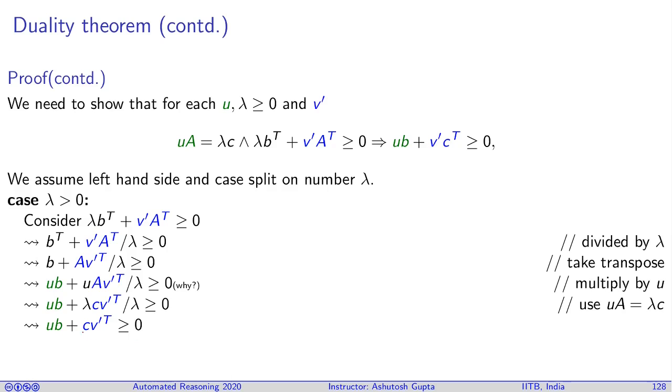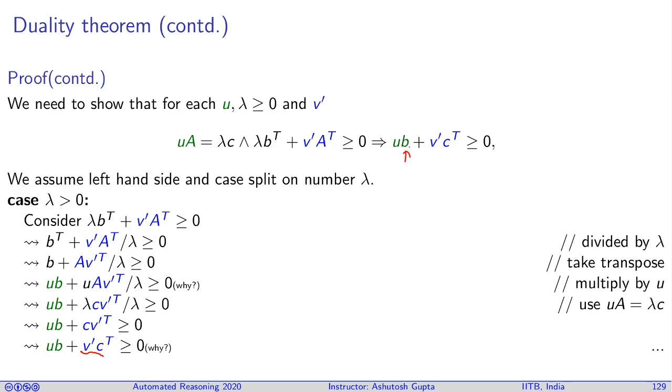Now notice that in c v'^T, c is a row vector and v'^T is a column vector, and if you take a dot product, it gives you a single value. So taking a transpose doesn't change anything, so I can take the transpose of this constraint and I find v' c transpose, which is exactly what we wanted to prove. Therefore this implication always holds.